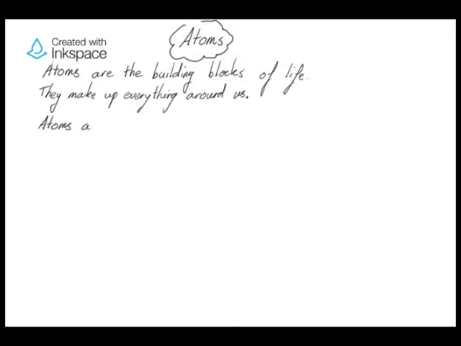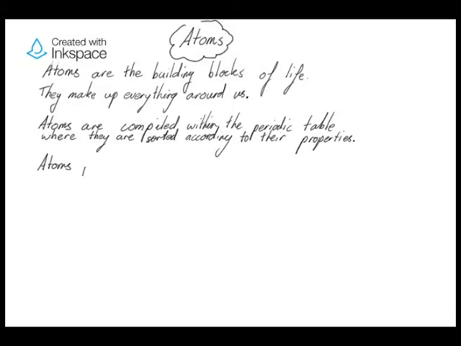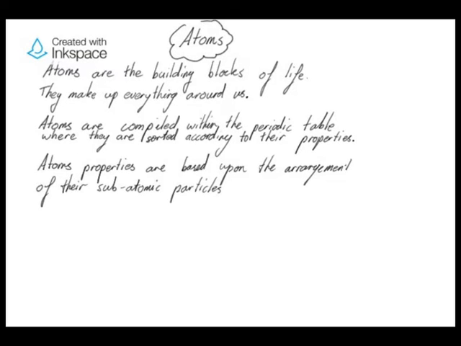They are combined within the periodic table. It's the most amazing thing, which really shows where each atom sits in relation to the others. And this is all sorted according to their properties. So these properties are caused by the arrangement of their subatomic particles. And that's what we're going to learn about today.